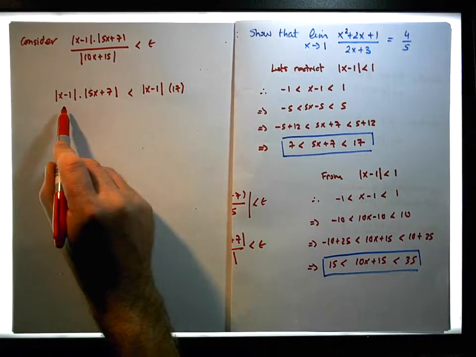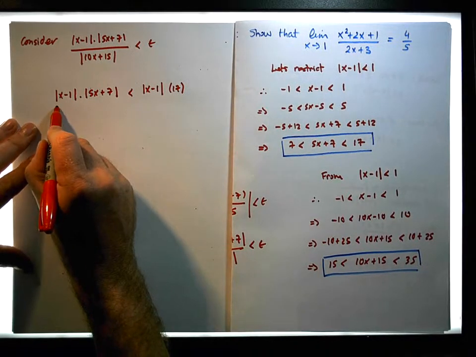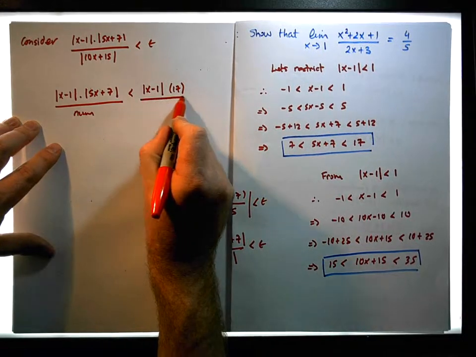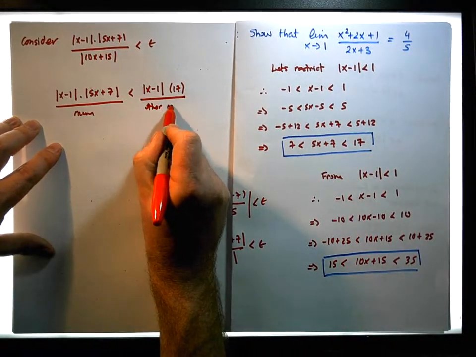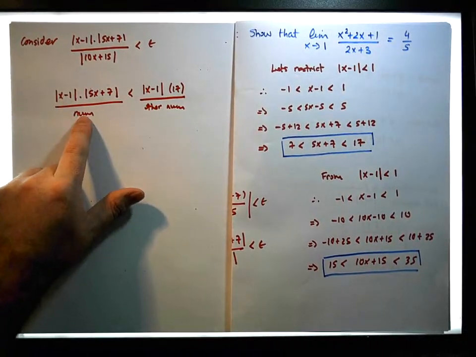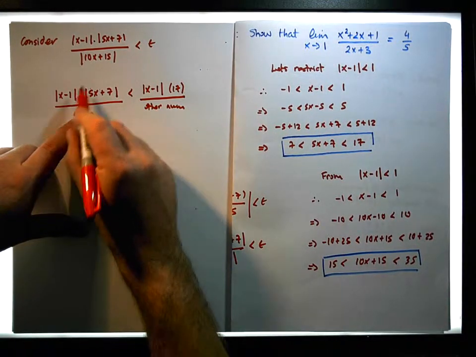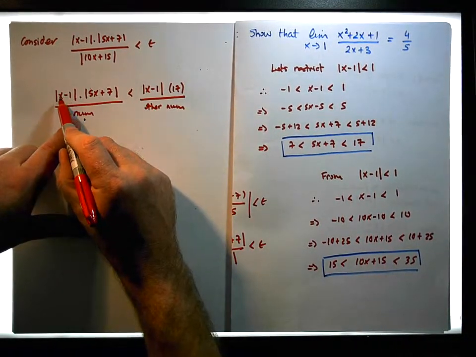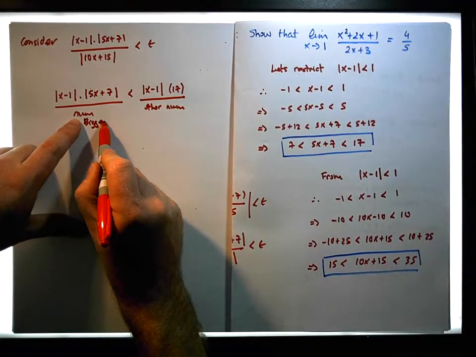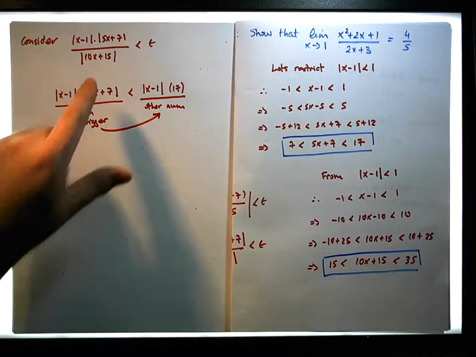To keep the inequality, I could divide here by some number, and divide here by some other number. But to keep the inequality, I want this smaller than this. So when you divide by a bigger number, I need to make sure that this is bigger than this number over here. Now let's divide it by 10x plus 15.